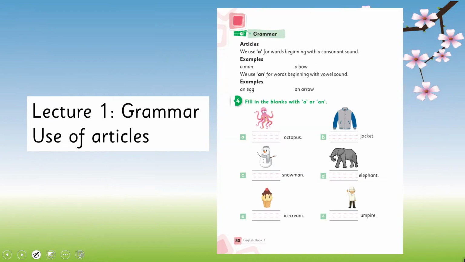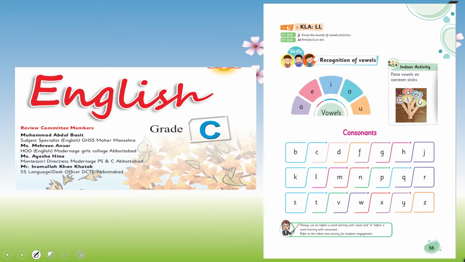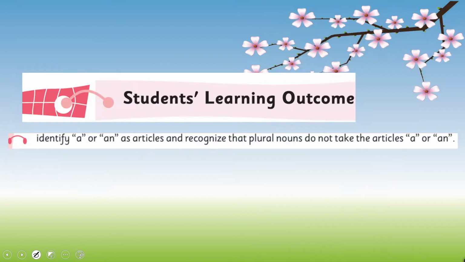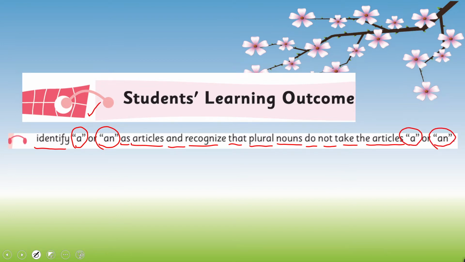Yes, my dear children, today under the title of grammar, we are going to learn use of articles. Before this, in English for Grade C, you have learnt about articles, a or an. Do you remember? If not, you may watch this video lecture again. And we are going to learn further to identify a or an as articles and recognize that plural nouns do not take the articles a or an. This is our today's SLO.